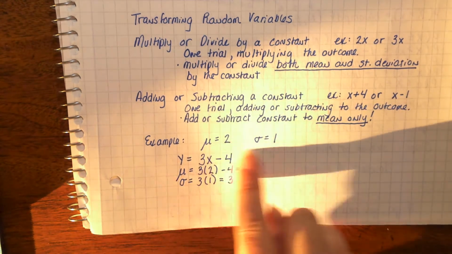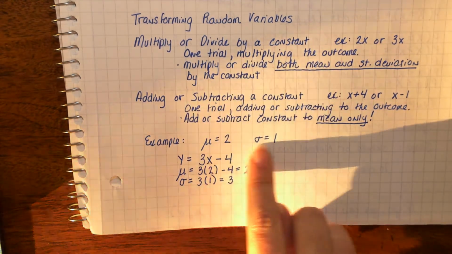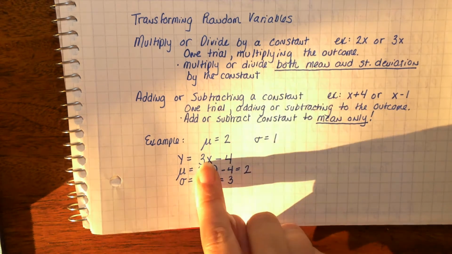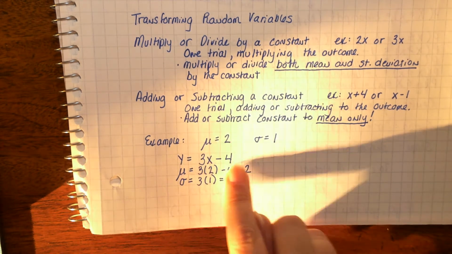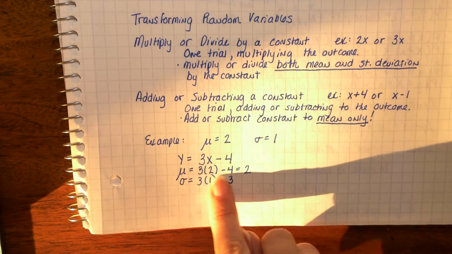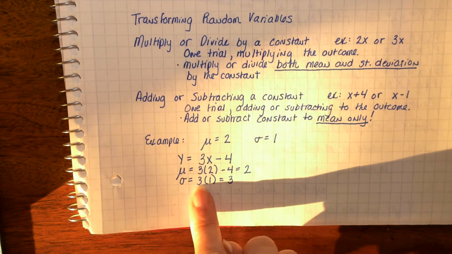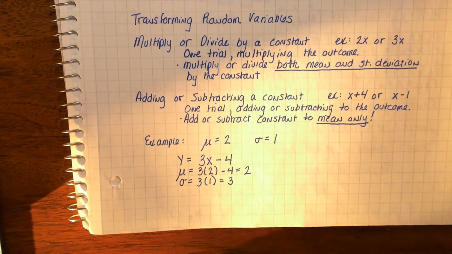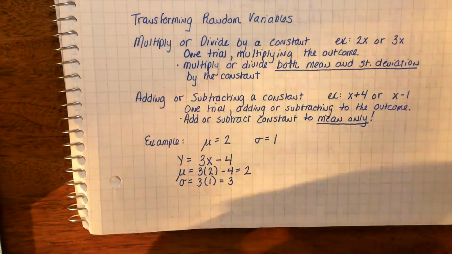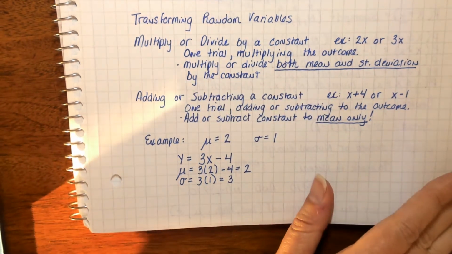And then here is an example. So I gave you a mean and a standard deviation, and I gave you a linear transformation. Notice the mean gets everything, so 3 times 2 minus 4, but the standard deviation only gets the multiplication. Okay.